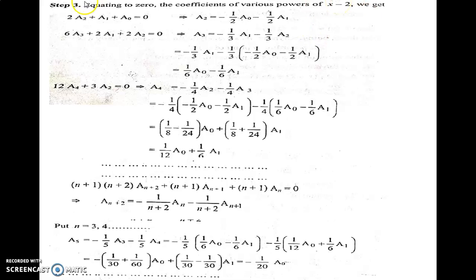After that, equate to 0 the various powers of x minus 2. So first, the constant term equals 0, and you will get a2 in terms of a0 and a1. After that, the x minus 2 coefficient will equal 0. You will get a3 in terms of a1 and a2, and you will put the value of a2 from here and you will get this. After that, again the (x minus 2) square coefficient becomes 0, you will get this.